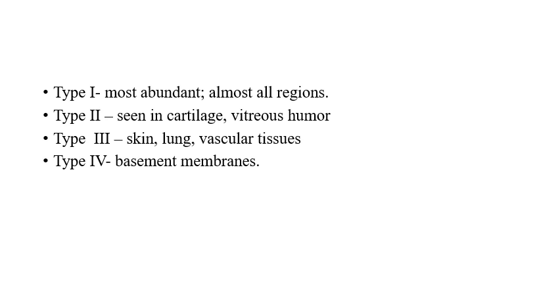Out of 27 types, the commonest are the ones we will be studying. Type 1 is most abundant and is present in almost all the regions of the body. Type 2 is seen in cartilage and vitreous humor. Type 3 is seen in skin, lung and vascular tissues. Type 4 is seen in the basement membrane.